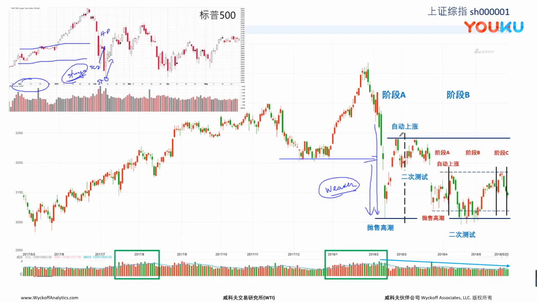So based on this, we are expecting that the next rally, the automatic rally, in the Shanghai index is going to be structurally weaker than the same rally in the S&P.